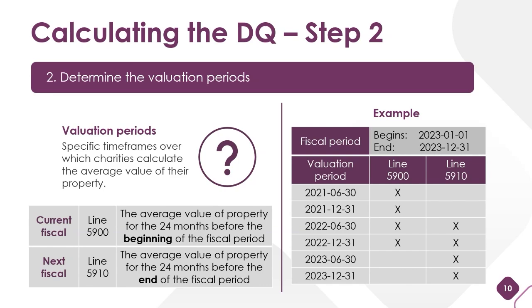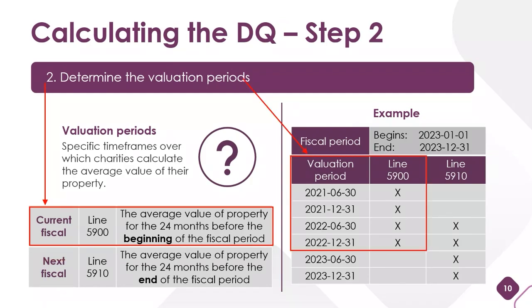And if we want to calculate the average value of the property for the next fiscal, for line 5910, we need to use the 4 valuation periods before the end of the fiscal period, before December 31st, 2023: June 2022, December 2022, June 2023, and December 2023. As we continue on to the next few slides, we'll proceed with calculating the DQ for the current fiscal. So we've determined that there are 4 valuation periods, and they are between June 2021 and December 2022.